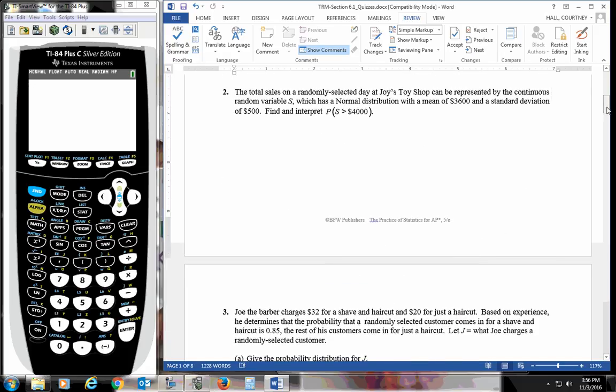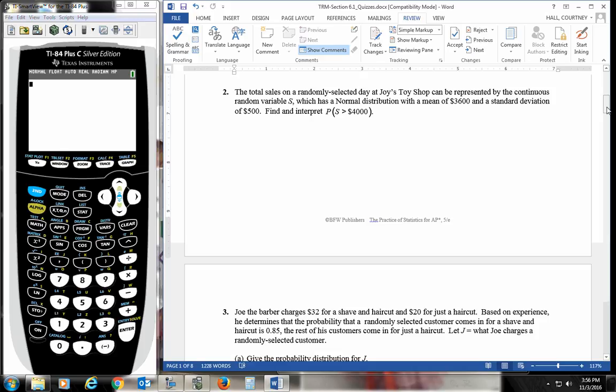Okay, number 2. The total sales on a randomly selected day at Joe's Toy Shop can be represented by the continuous random variable S, which has a normal distribution with a mean of $3,600 and a standard deviation of $500. Find and interpret the probability that S is greater than 4,000.